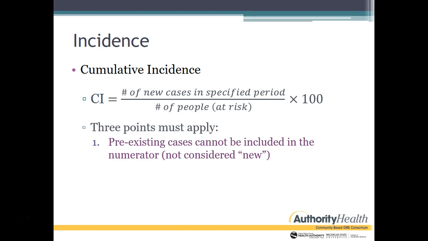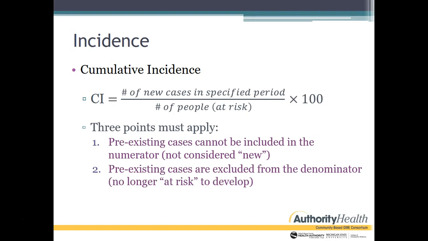For incidence, pre-existing cases cannot be included in the numerator because they're not considered new, right? So they'll give you a time period. If people come into the study with a pre-existing diagnosis, or a diagnosis at the beginning of the study, those are not included in the numerator. And they're also excluded from the denominator, which makes sense, right? So for incidence, we want to know the number of people at risk for the disease. If you have a pre-existing case, then that person is no longer at risk.